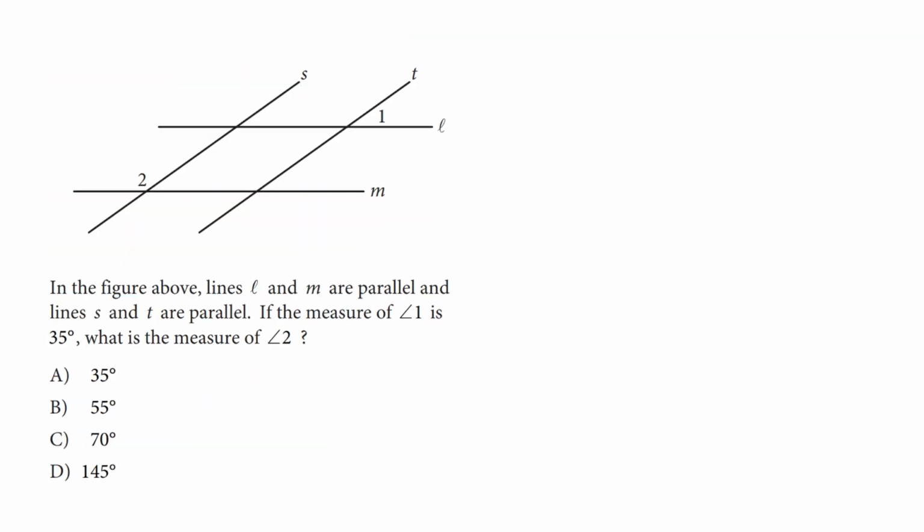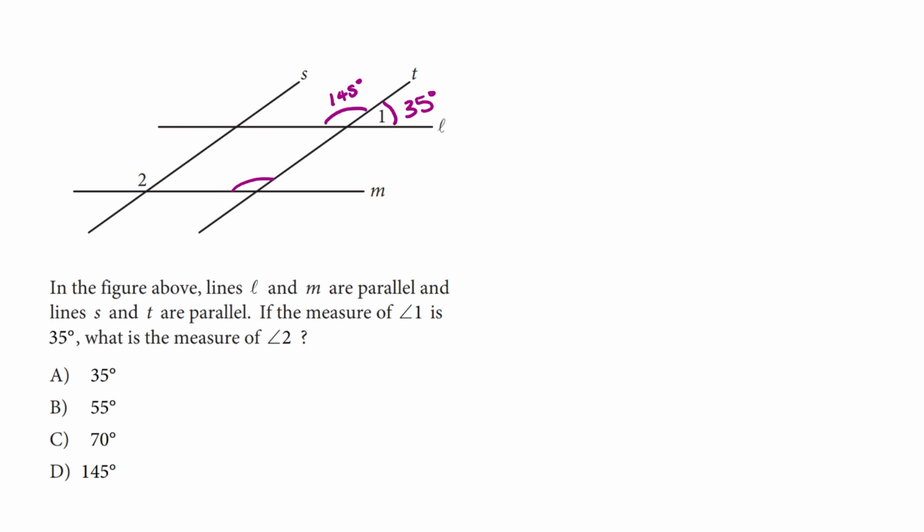In the figure above, lines L and M are parallel and lines S and T are parallel. If the measure of angle 1 is 35 degrees, what is the measure of angle 2? So these are some rules of parallel lines. We can determine angle measurements if we know they're parallel and we're told at least one measurement. So if angle 1 is 35 degrees, we need to figure out the measure of angle 2. There's a couple of different ways we can do this. Some rules that we have. So one way we can do this is we can say, okay, well, because of supplemental angles, this angle on this side is going to be 180 minus 35, which is 145 degrees.